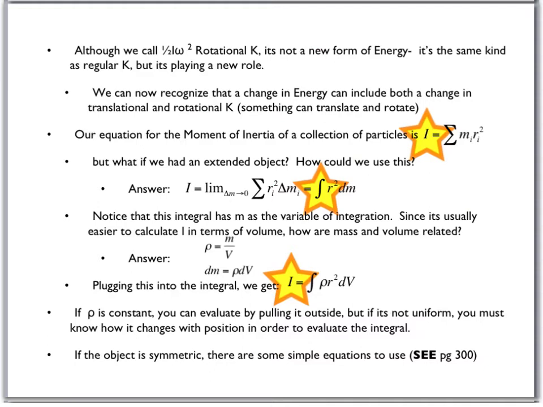We can now recognize that a change in energy can include really both a change in translational and rotational kinetic energy. Something could be rotating and also translating. If you think of maybe a ball that is rolling across the ground, it's rolling and rotating, but it's also translating and moving across linearly as well. So we want to be able to recognize that motion can include both forms of kinetic energy.